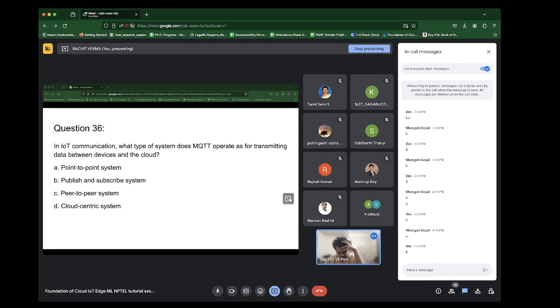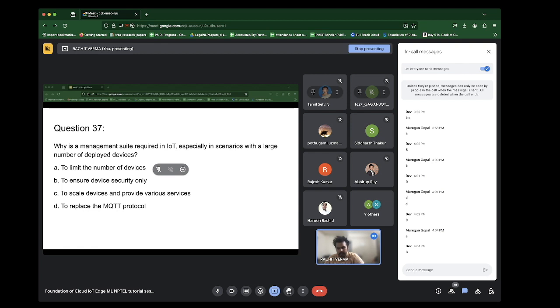It's much like, let's say you have a newspaper. If you write some of your own articles, you can publish them in the newspaper. Anyone who buys the newspaper is like a consumer of it. That is the publish and subscribe system that MQTT follows.